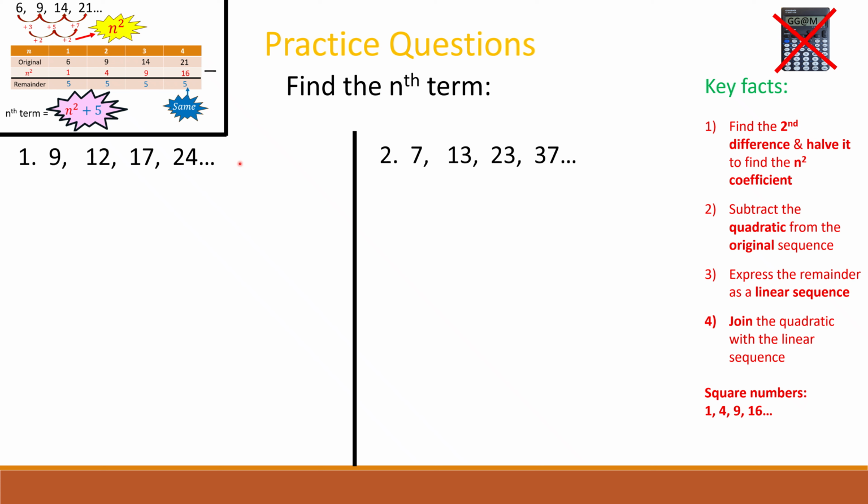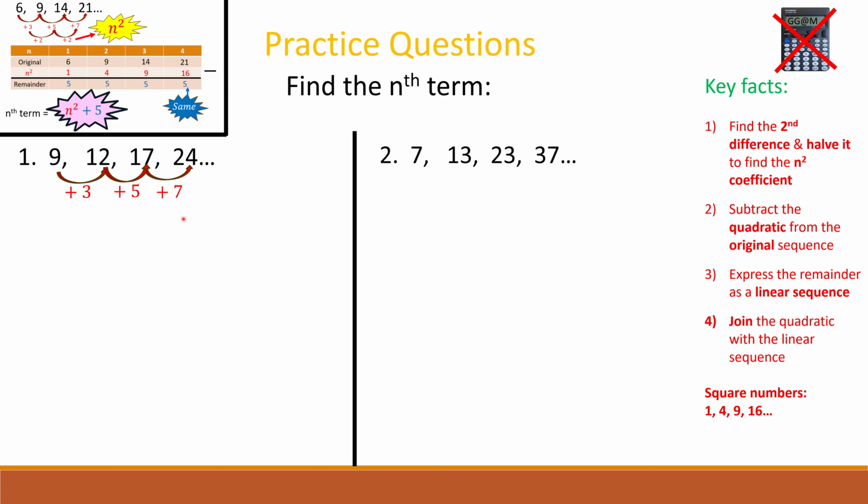Well done. Hopefully you've managed to come up with the quadratic sequences for each of these. Feel free to pause the video at any point where you need to take more time to process what I'm saying. So we're going to start off by finding the differences. So finding the differences, I've got 9, 12, 17 and 24. So 12 take away 9 is 3, 17 take away 12 is 5, 24 take away 17 is 7.